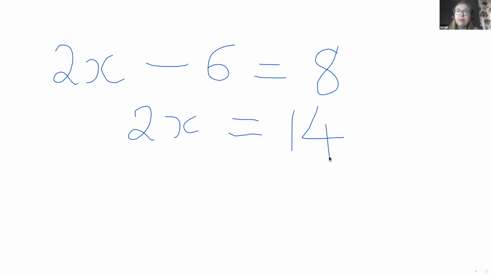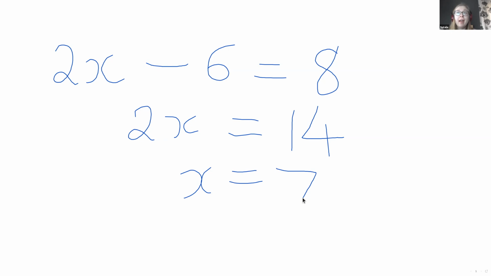Pause the video and have a check of that if you're not entirely sure. So now I've got 2 times something is equal to 14. 2 times 7 is equal to 14. So my unknown number must be 7. Very well done if you followed that. You're doing super duper hard algebra now. Amazing, amazing stuff.